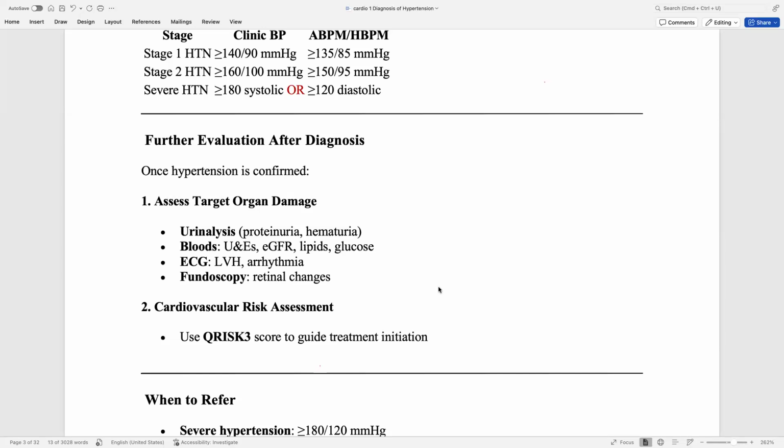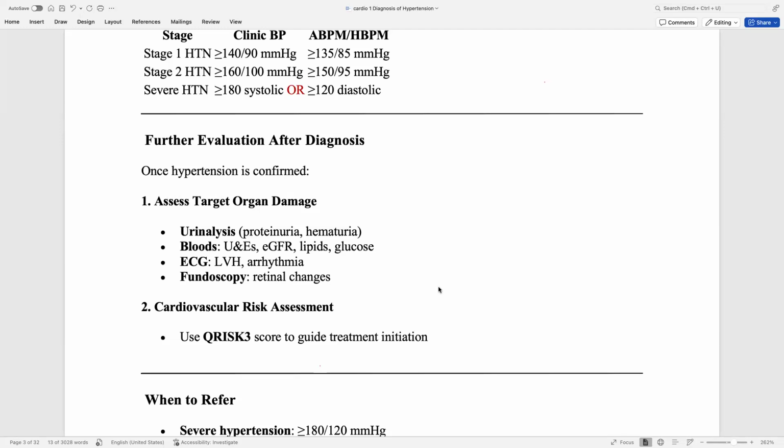Take the heart: left ventricular hypertrophy, heart failure, coronary heart disease, myocardial infarction, atrial fibrillation. That's why we need to do ECG and maybe echo if needed, but at least ECG. Take the kidney: we need the kidney function test, urea, electrolytes, GFR. For the eyes, retina, of course. We need to look for hypertensive retinopathy.